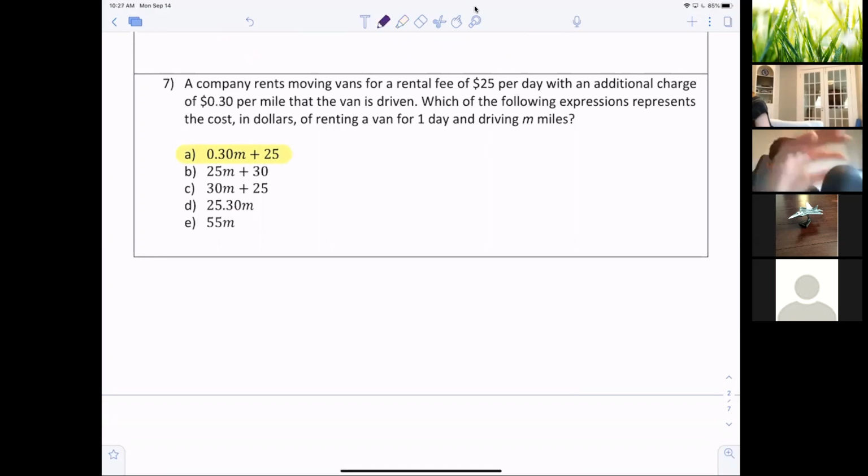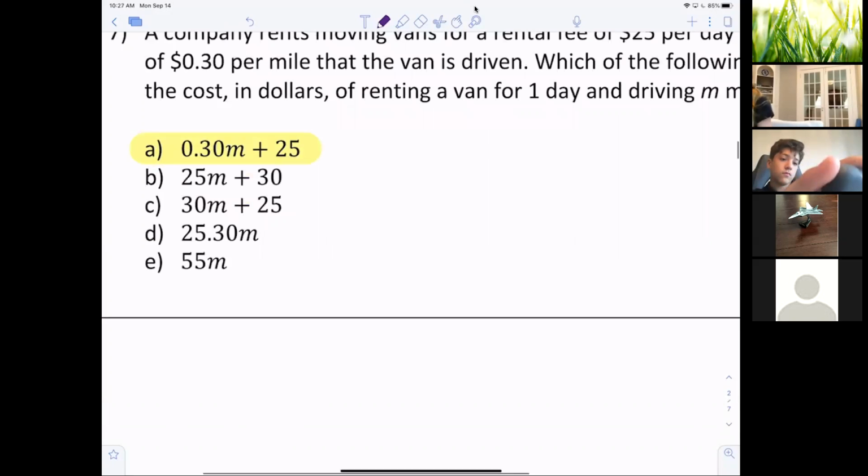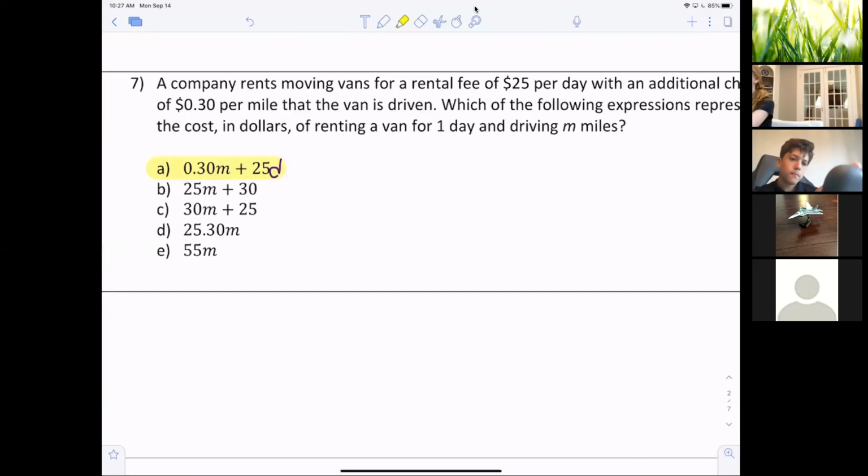Now, normally I thought it should have been 25D here. But then they said we're only doing it for what? For 1 day. So it's only going to cost me $25. Anybody have any questions with number 7? Great. Anybody have any questions with number 7?